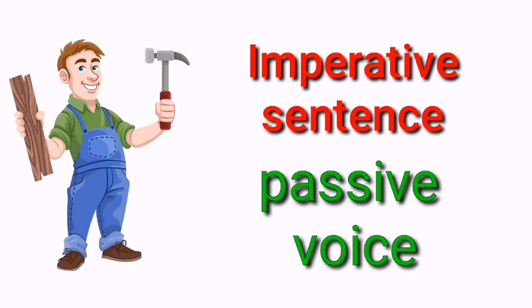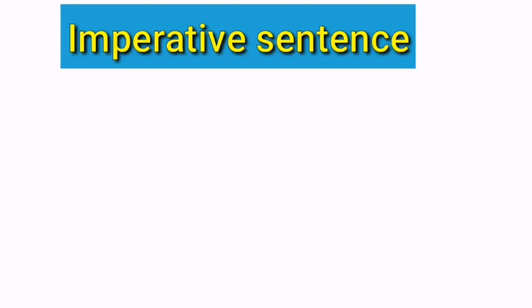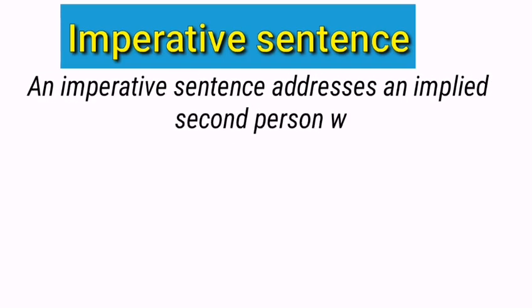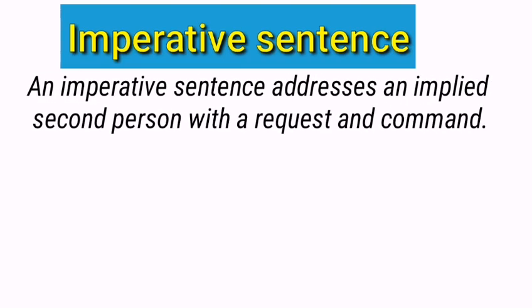Well, let's move and learn it. But first, we should know what an imperative sentence is. It can be defined as: an imperative sentence addresses an implied second person with a request or command. It means that an imperative sentence is just like other kinds of sentences, but in this sentence we give a command or make a request, and it has a different structure than other sentences, so it can also be changed to some extent differently than other sentences in passive voice.